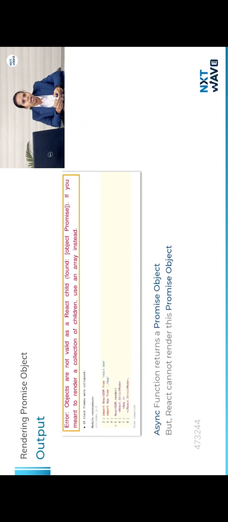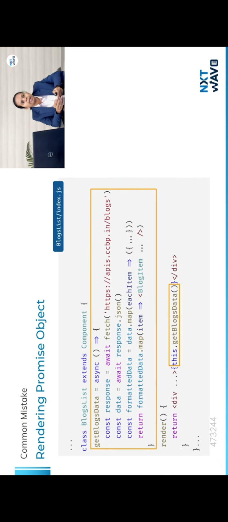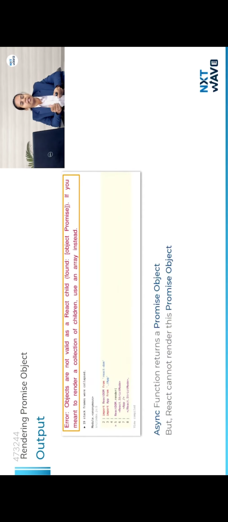Okay, there you can see, right? Objects are not valid as a React child, object promise. If you meant to render a collection of children, use an array instead. So this is the error that you might have encountered, right? Since get blocks data is an async function, it will return a promise object. And if we try to render a promise object, we will get an error in this manner because React cannot render the promise object.